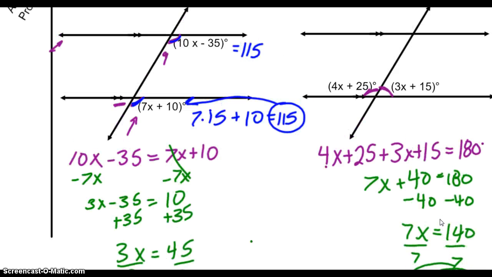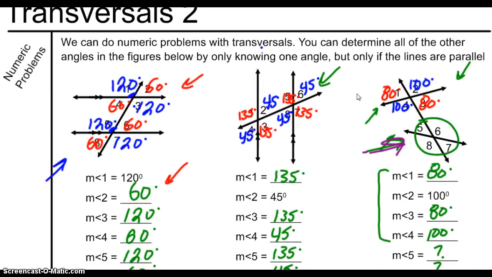And when I plug it back in to these 2 expressions, I get that this one right here is 70 degrees. I get the other one is 105 degrees. Oh, I'm sorry, 75 degrees. Which works out because 105 plus 75 makes that nice 180-degree straight angle. So, I hope that you've learned a little bit about transversals.